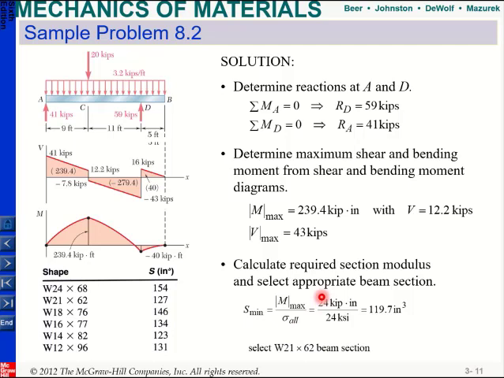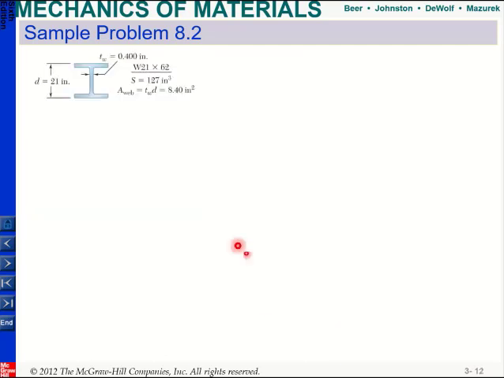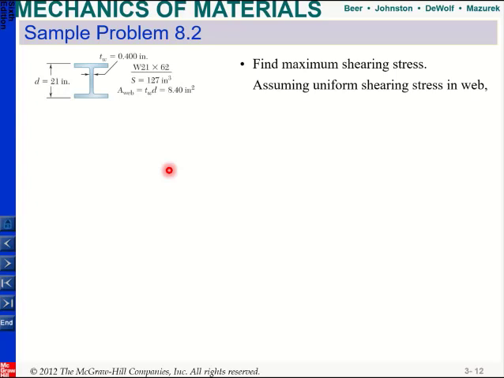After you select it, you can go back to the appendix and see the properties of the section. The S is given, the area of the web is given, the thickness, the depth, everything is given. I know that this will satisfy my normal stress, and I want to see if it will also satisfy my shearing stress requirement.